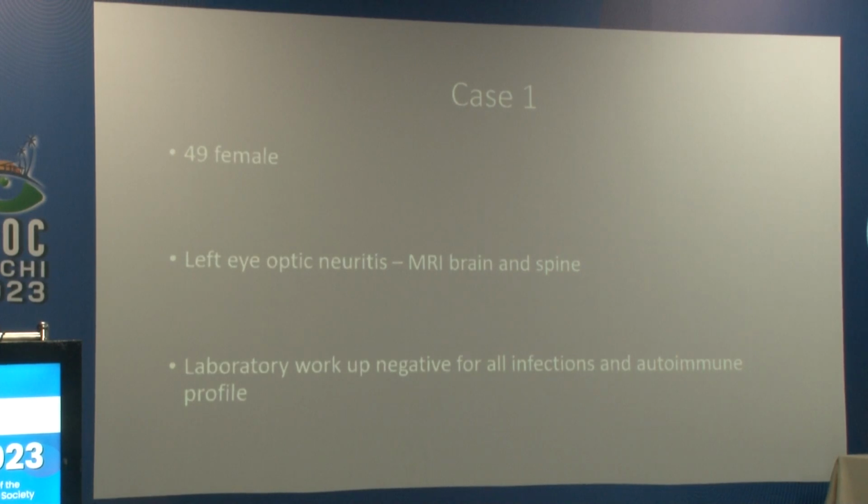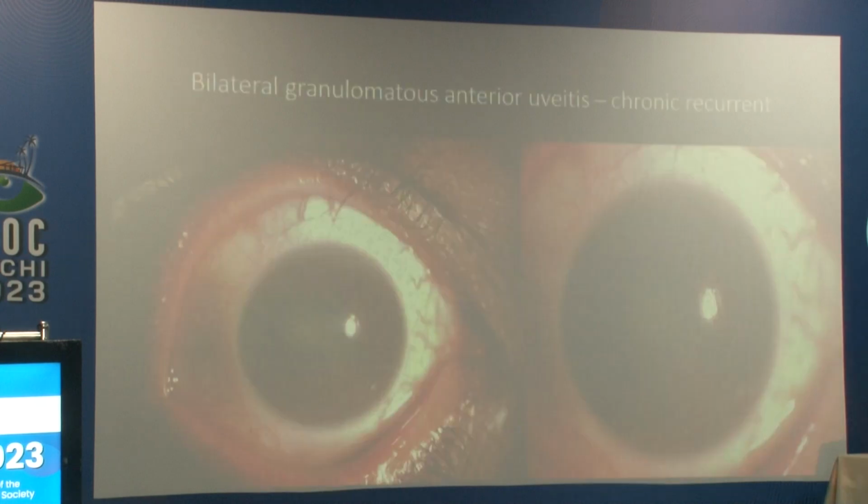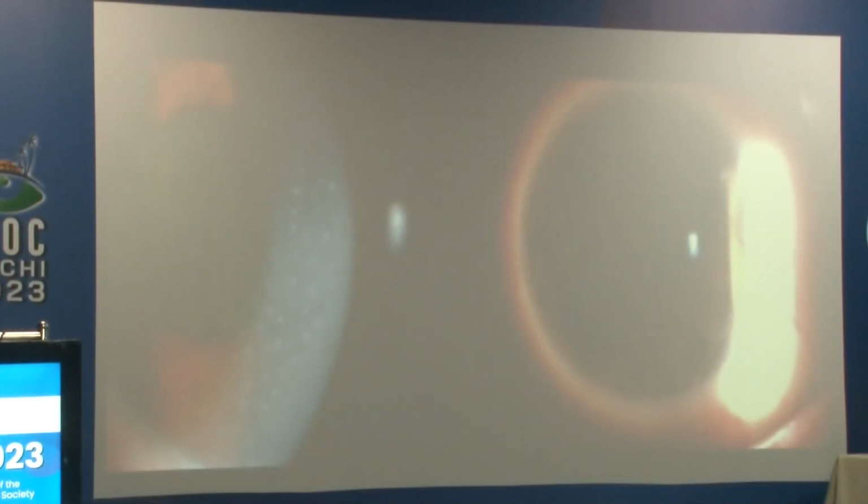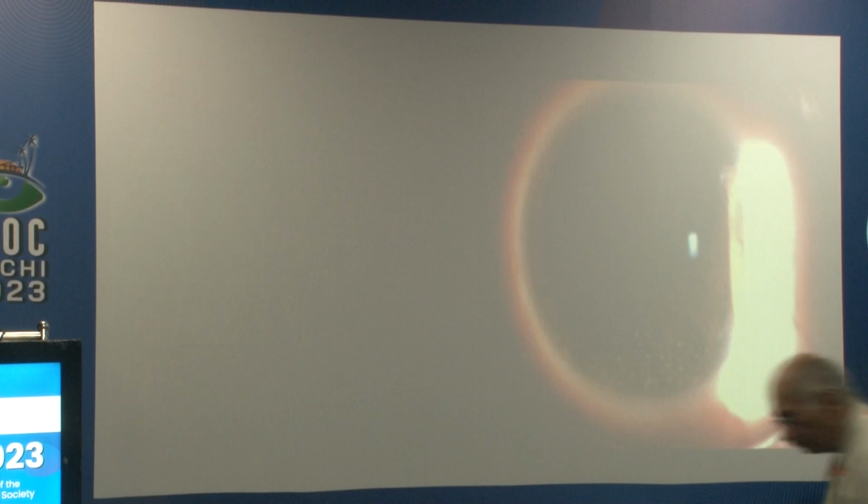In all these cases, lab workup was negative for all infections like TB and sarcoid, and for autoimmune profile like SLE and Behçet's. This is the presentation: bilateral granulomatous anterior uveitis with granulomatous KPs, some corneal haze, and broad posterior synechiae with complicated cataract. This is the fundus picture with mild vitritis, more in the right eye than the left eye. This picture on the left shows granulomatous KPs in one of those recurrences post cataract surgery.